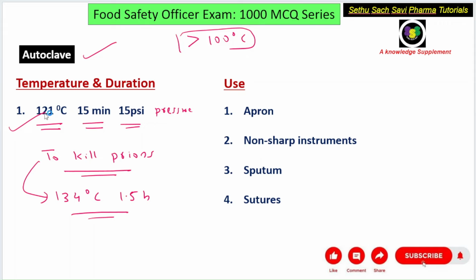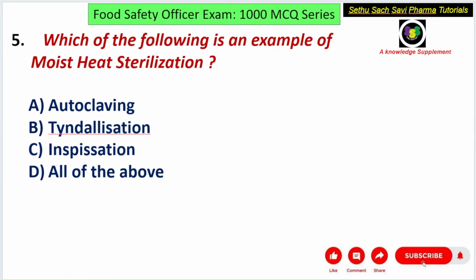Now, the autoclave is normally used for the sterilization of aprons, non-sharp instruments, sputum, and mostly sutures. All sutures are sterilized using the autoclave method. Now let's come back to the question. Which of the following is an example of moist heat sterilization? Autoclaving is an example of moist heat sterilization. Tyndallization is an example of moist heat sterilization. Inspissation also. So the correct answer for this question is choice D.